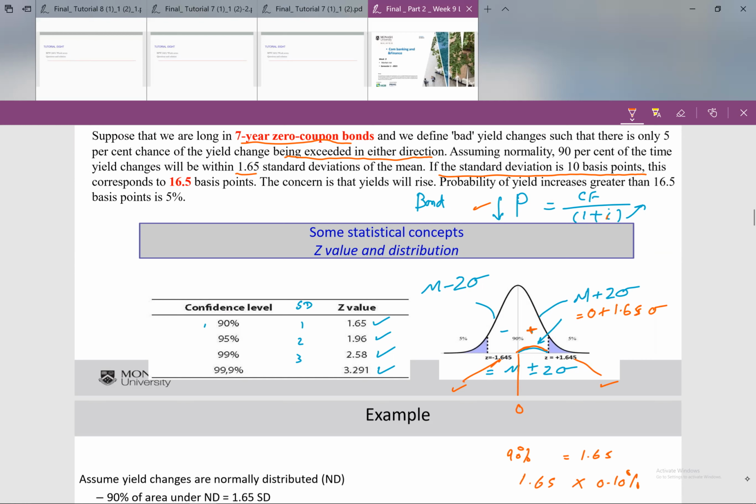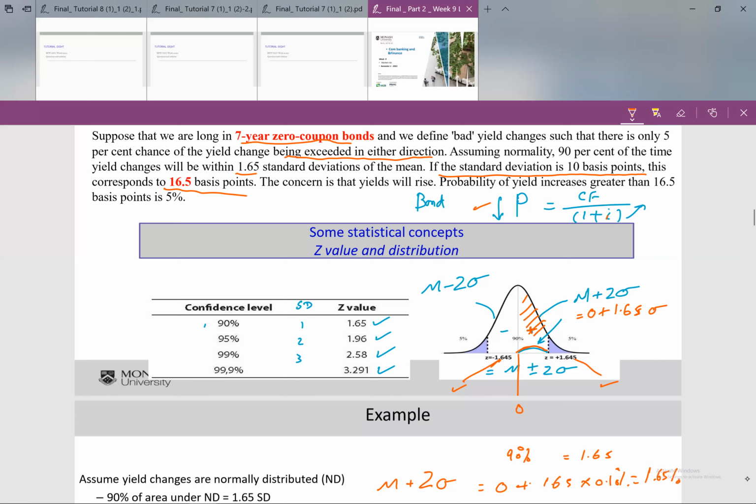which is 16.5 basis points. As I told you, it's the mean plus the Z value times the standard deviation. Now we understand the mean is zero because it's a normal distribution, the Z is 1.65, and the standard deviation is 10 basis points. This makes it 16.5 basis points. That's all. This is the change in one day.